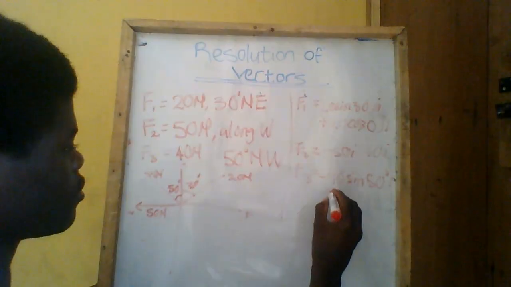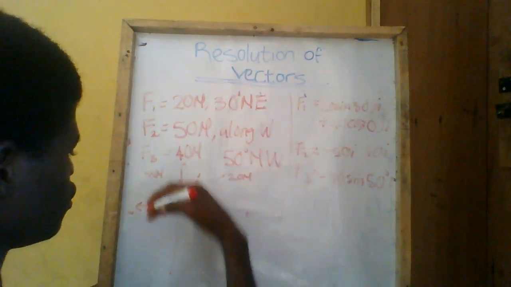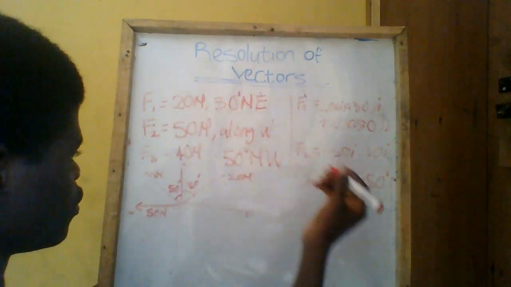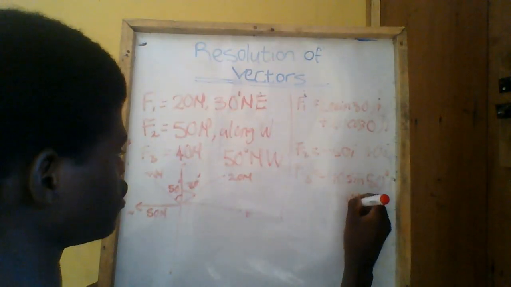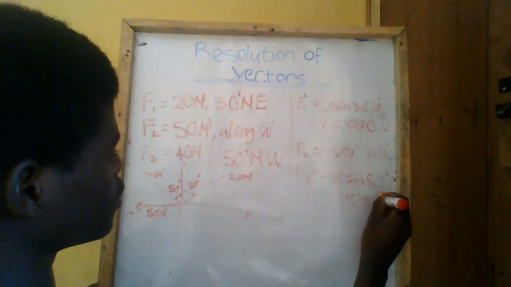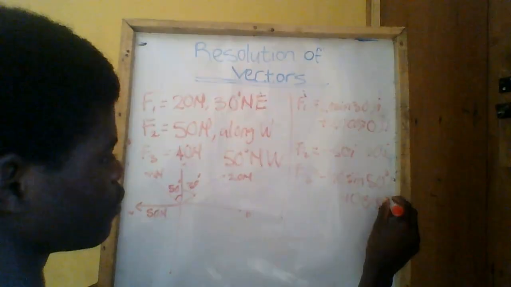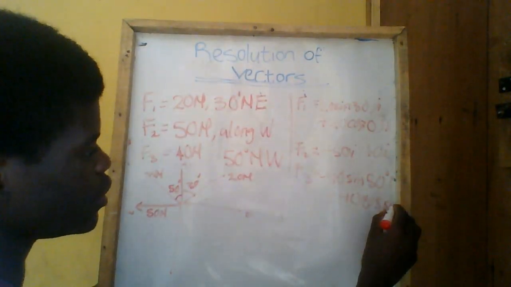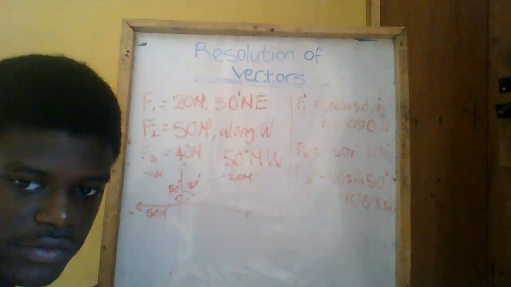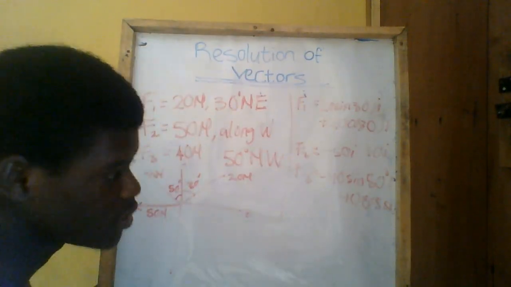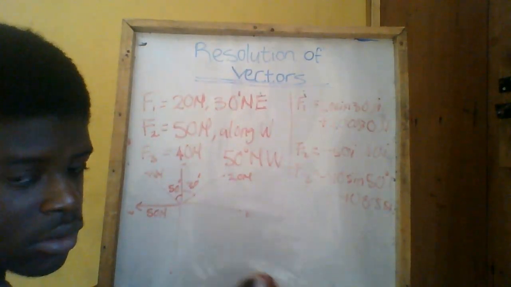Plus this one is the positive y axis, so it is still 40 cos 50 j. Okay, so let's just do that.